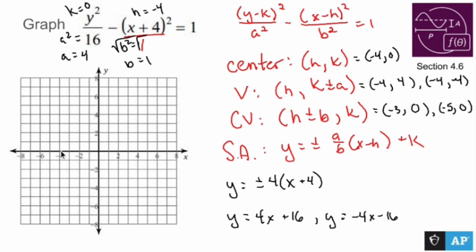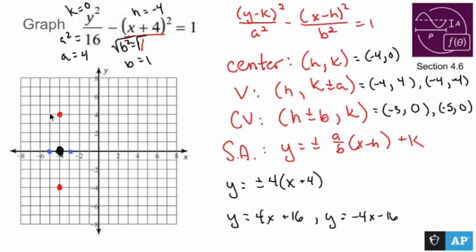Okay, the center is negative 4, 0. There's my center. My regular vertices are going to be negative 4, 4, and negative 4, negative 4. So that's where my hyperbolas are going to open up and down, but the width of these is all dependent on the co-vertices. So we're going to have skinny ones. Co-vertices are negative 3, 0 and negative 5, 0. That allows me to draw my box.